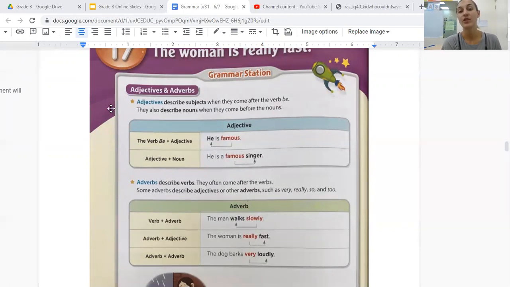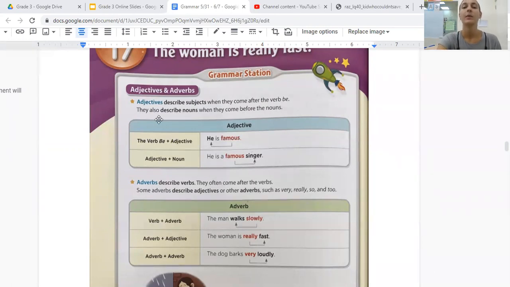Adjectives describe subjects when they come after the verb be. So our first way to use an adjective is by talking about someone or some people using the verb be. We have to change it, of course, to is, am, or are, and then we have our adjective. He is famous. She is cool. I am silly. They are cute.